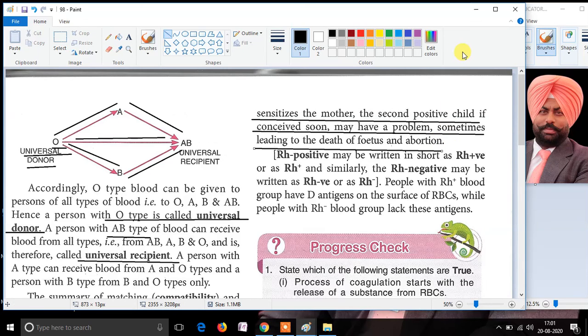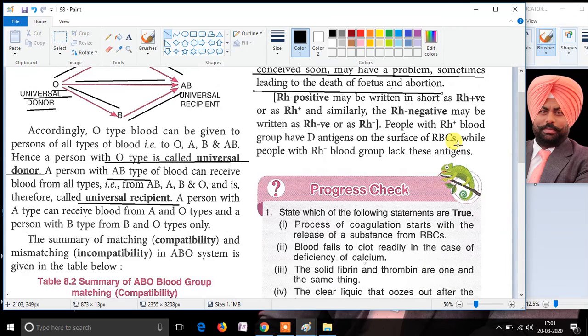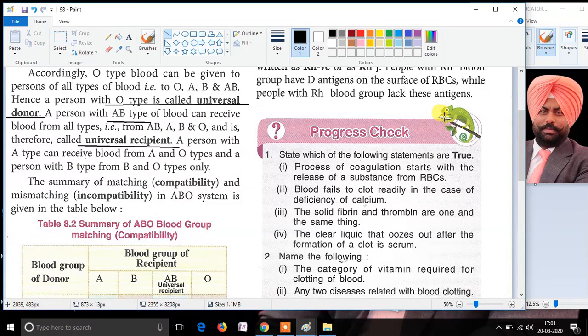Thus, an Rh positive man should never marry an Rh negative woman, while he should prefer to marry a woman with the Rh positive factor. That's all in this video.